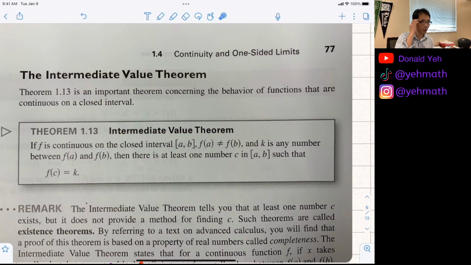Okay. So I want you to look through this. I want you to read that statement of the intermediate value theorem. I know reading a math textbook is a completely different beast.